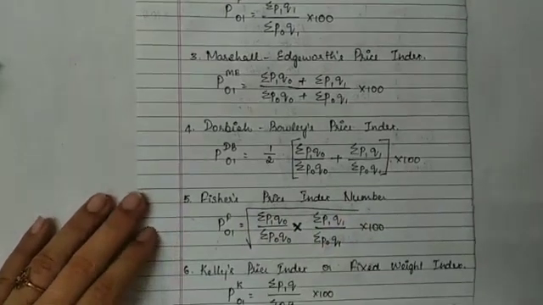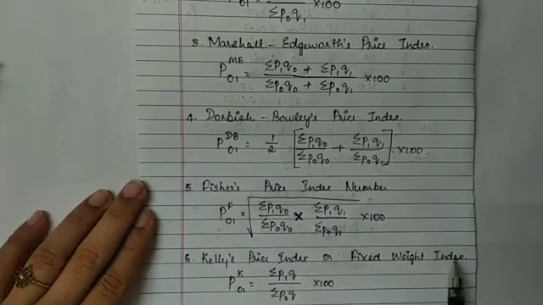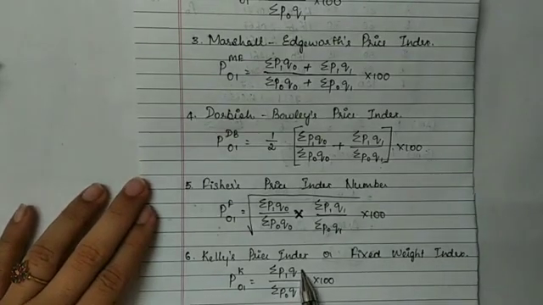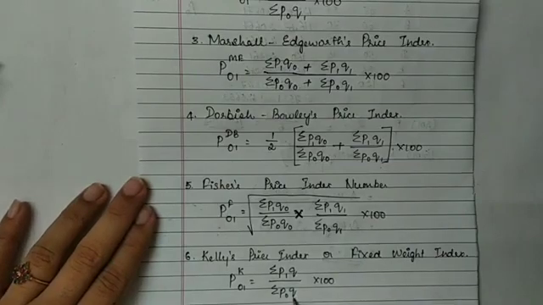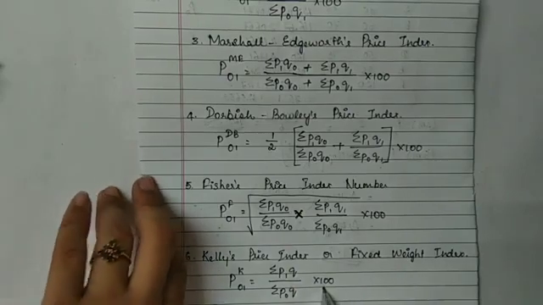And the last one is Kelly's price index or fixed weight index. So here quantity is given as weight. Here the quantity of base or current year we don't know. We are just given a fixed weight index. So the formula will be summation P1 Q divided by summation P0 Q multiplied by 100.